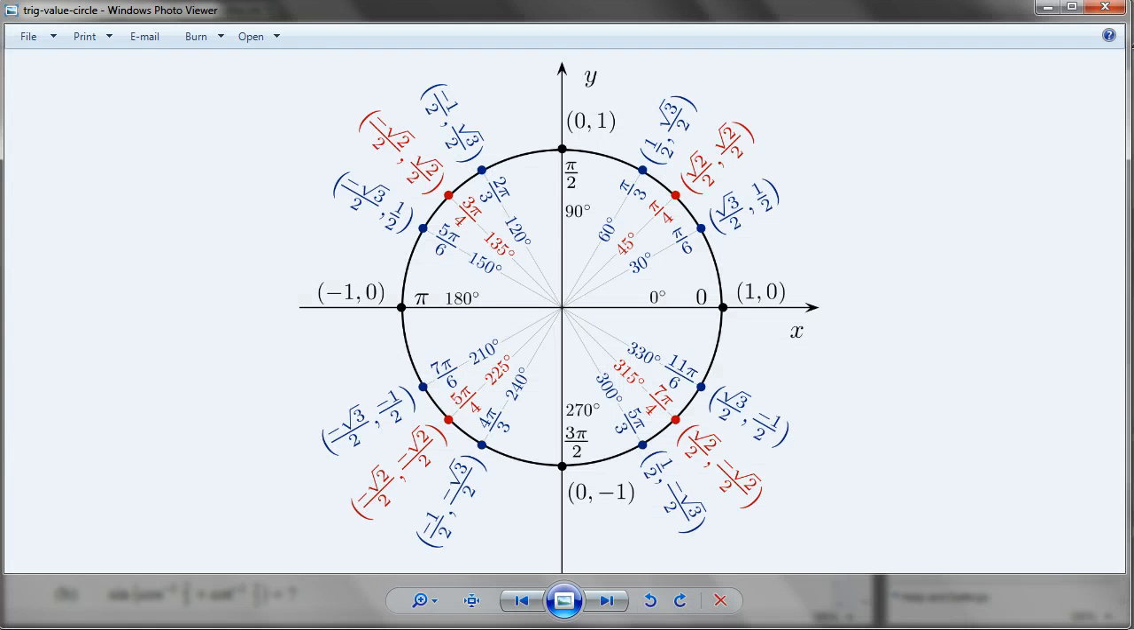And here is a trig diagram that shows all the basic angles. We have 0, we have pi over 6, pi over 4, pi over 3, pi over 2, and so on and so forth. X coordinates, the first coordinates are cosines, and second coordinates are the sines, and tangent will be y over x.